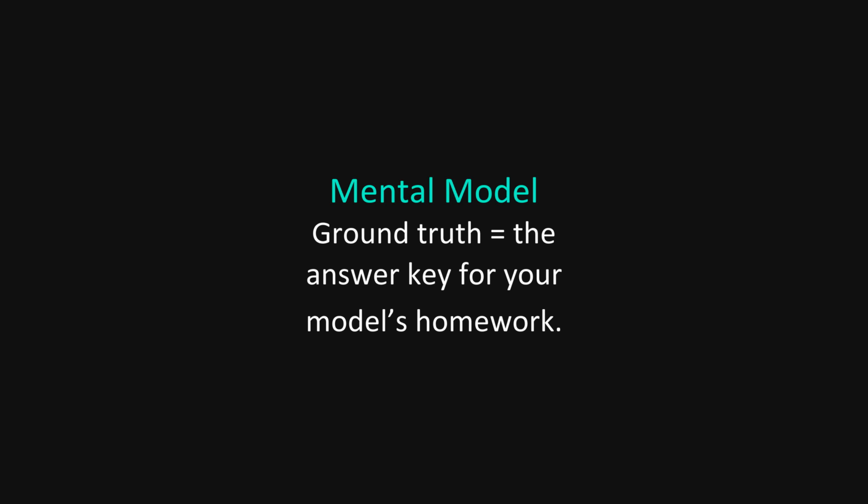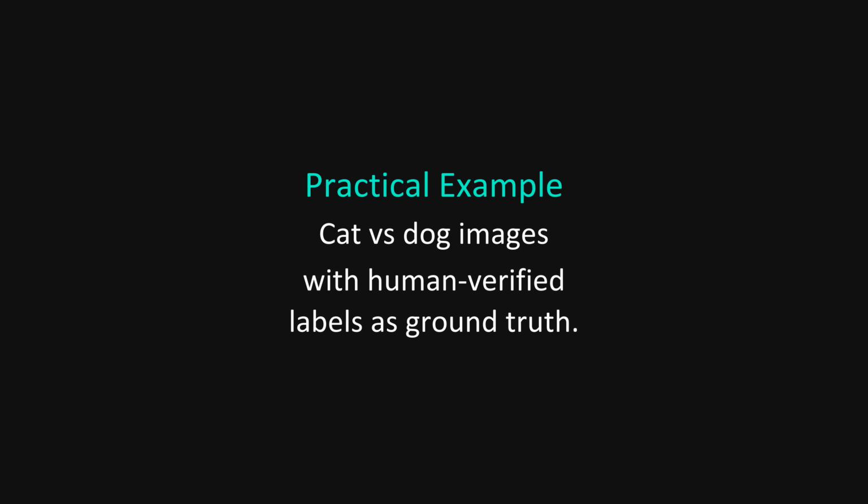The model makes predictions, and the ground truth tells you, question by question, what the right answers actually are. Your training data pairs each input with this trusted answer key, so the model can learn the mapping. For example, in an image classifier that detects cats and dogs, each training image is paired with a human-verified label, like cat or dog, as the ground truth.